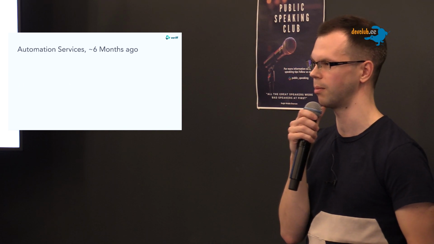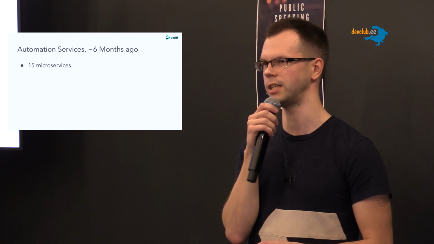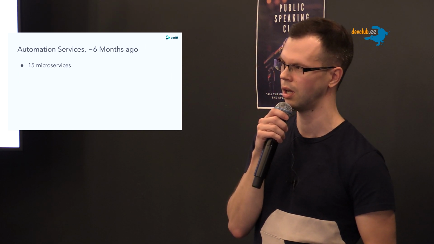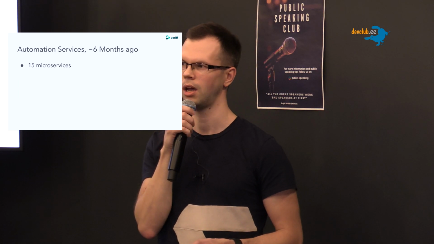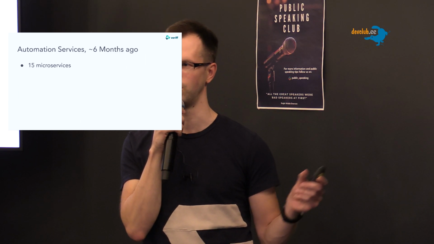And this is roughly how the automation services looked about half a year ago. We had about 15 microservices doing various things like face detection, figuring out if the face on the document image and the selfie face are those of the same person. We would try to read out all the text from the document images, and we would then figure out which of those words that we read out is your first name.